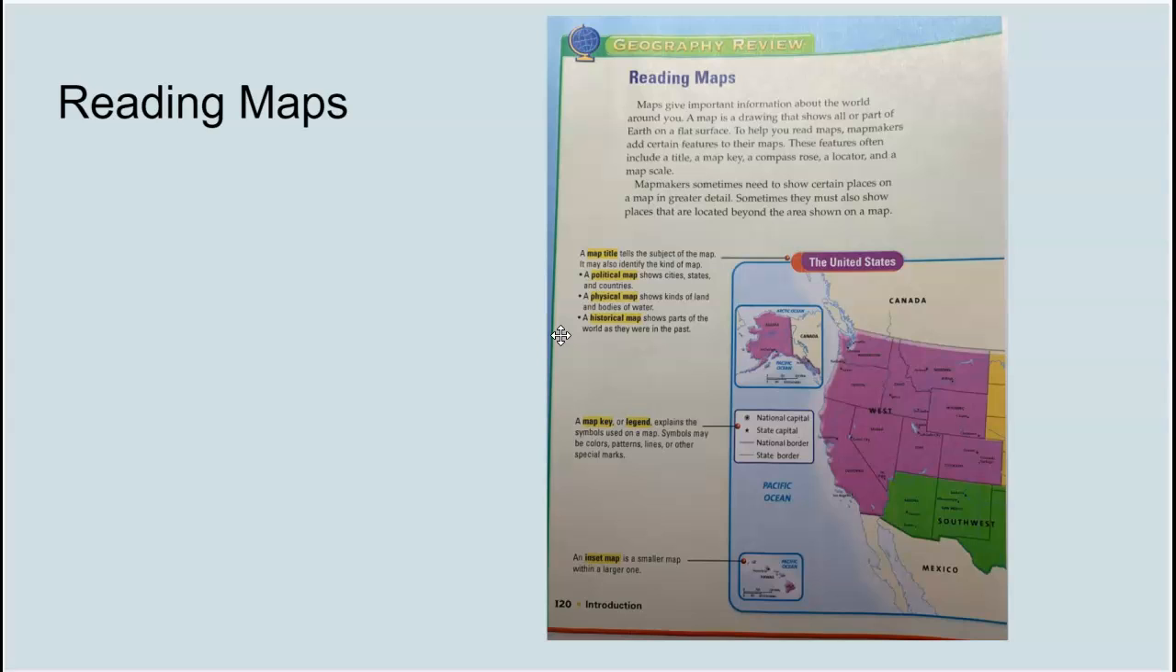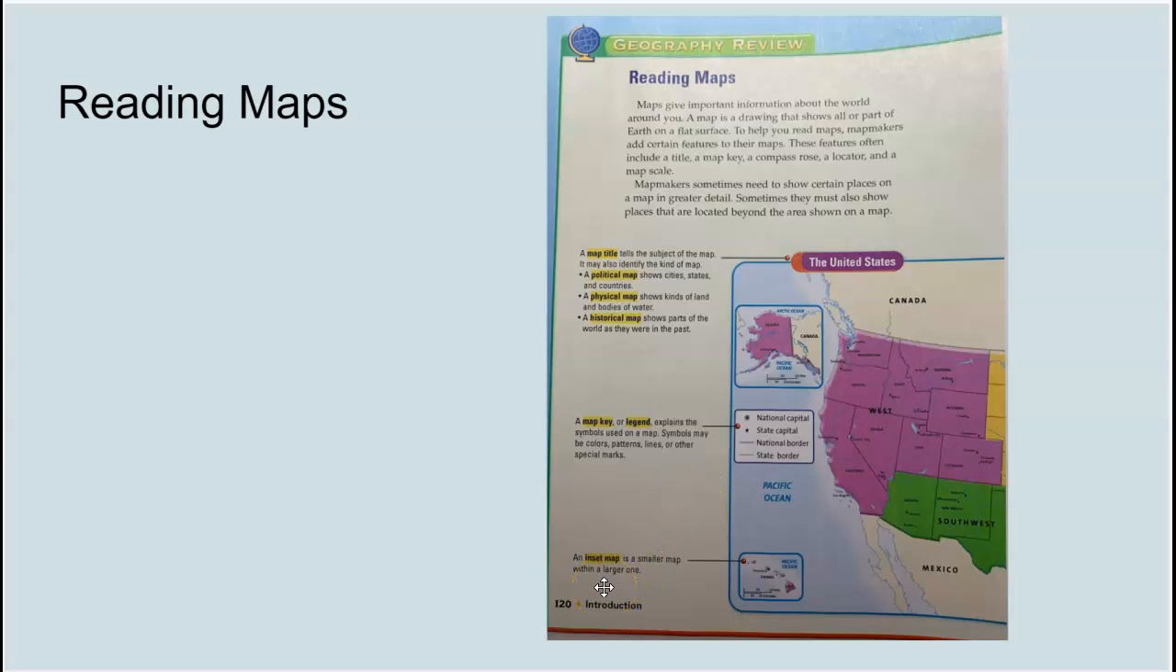And in the word historical, I hear the word history. Down here, we have a map key or a legend, which explains the symbols used on a map. Symbols may be colors, patterns, lines, or other special marks. And I'm noticing here a little star on this particular map means it's the state capital.